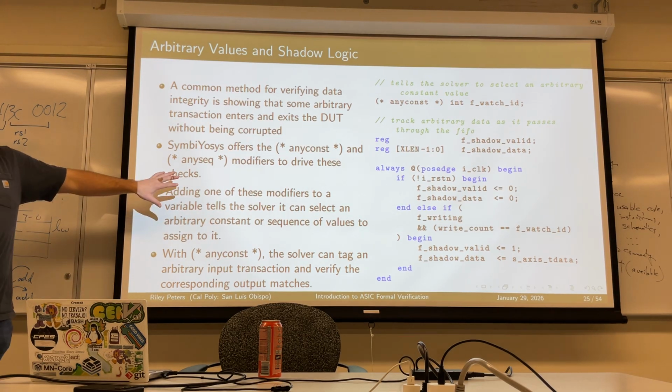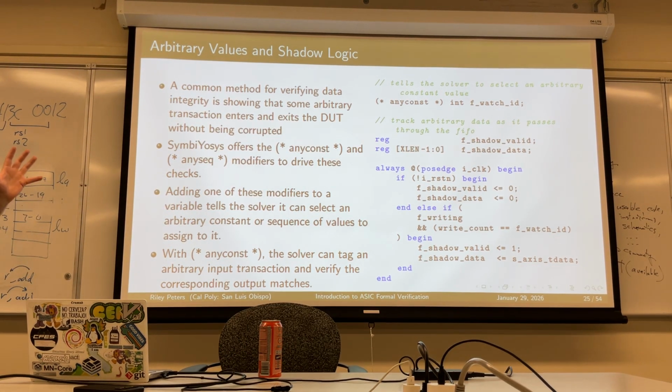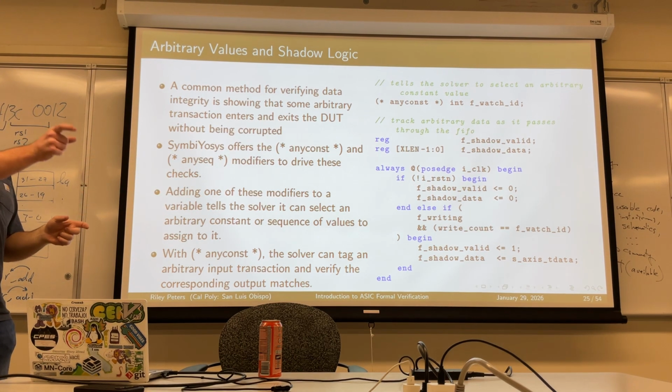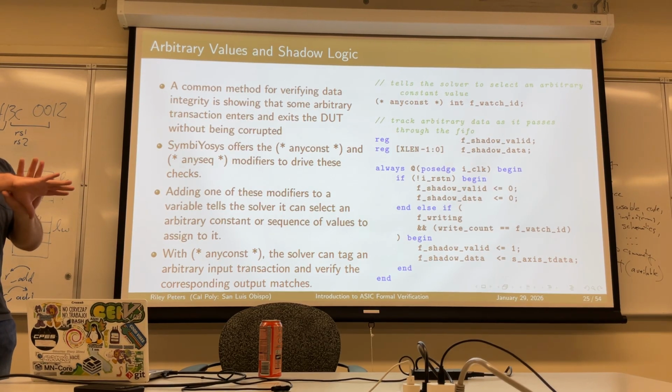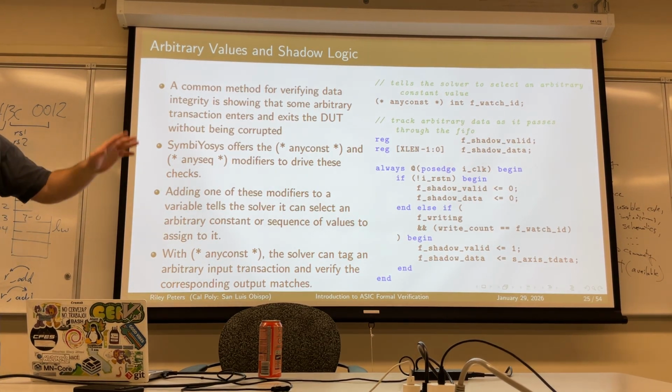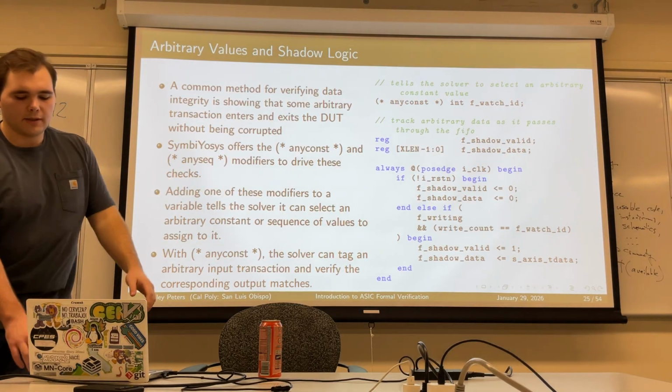That's a pretty common check that you see a lot of the time: using these unconstrained values to pick specific arbitrary values instead of having to write tons of checks that check every cycle. You can just write one check using anyconst or anyseq.